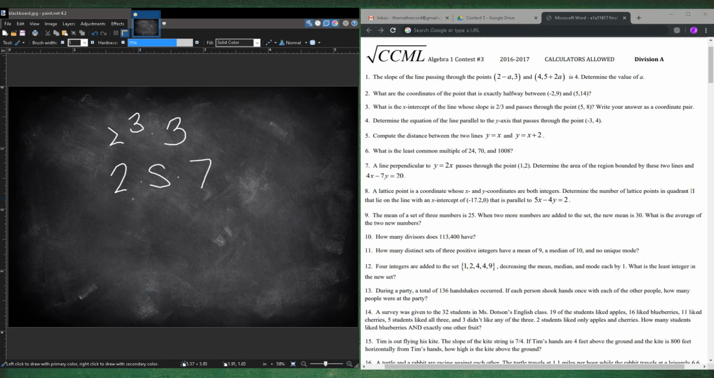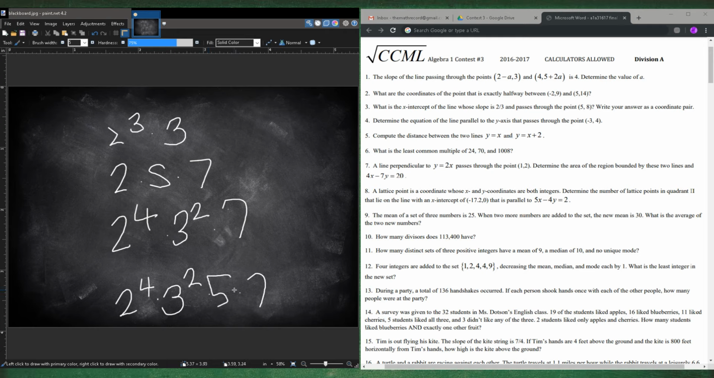And factor 108, which is 2 to the 2 times 3 to the 3. So the LCM has to include basically all the possible factors. So it has 2 to the 3 because that's the highest amount of 2's. You need 3 to the 3 because that's the highest amount of 3's. You need a 5, and you need a 7.